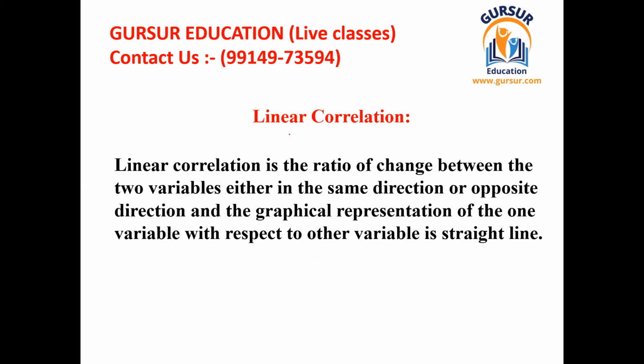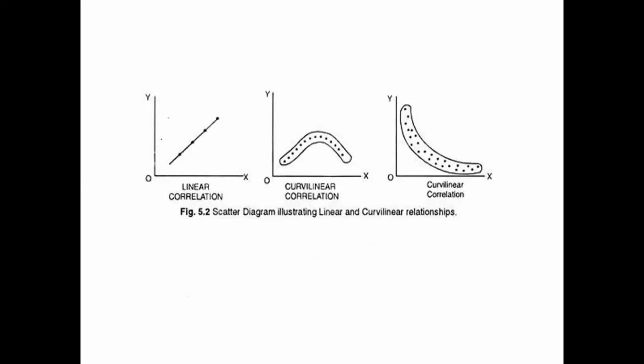Very simple to understand. Then linear correlation: if the change in one variable causes a linear change in another variable, this is known as linear correlation. Its definition is that the ratio of change between the two variables is constant, either in the same direction or in the opposite direction. Let me tell you how this is linear. This is the case of linear correlation because it is representing a line. That means the ratio of change of X and Y is almost equal. This is why it is making a straight line. This is called linear correlation.